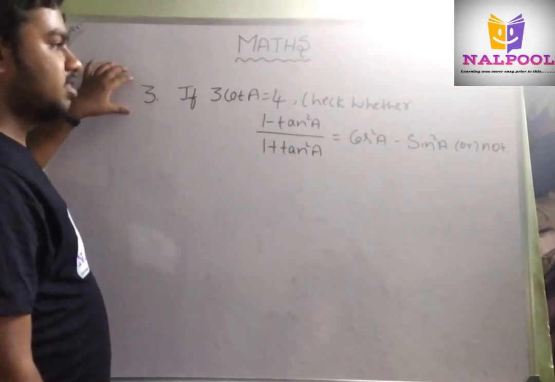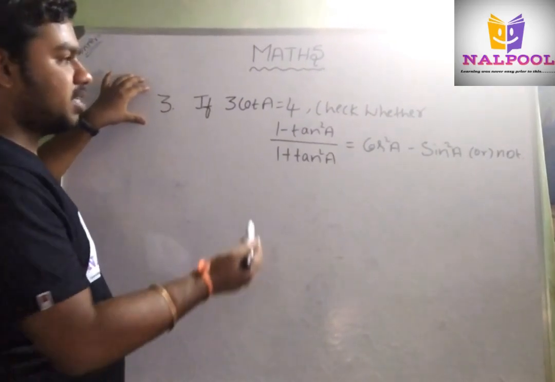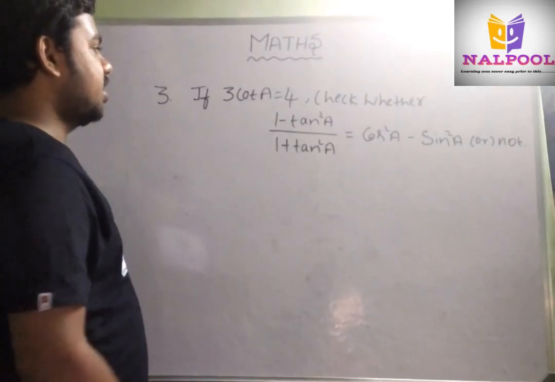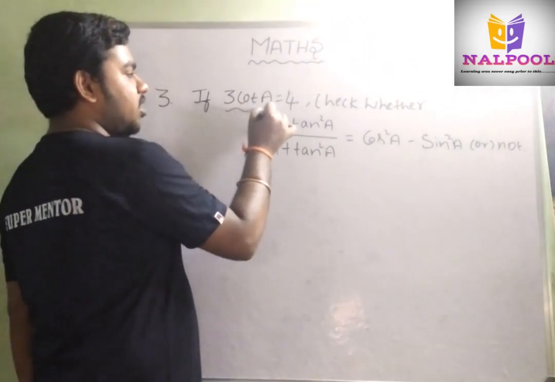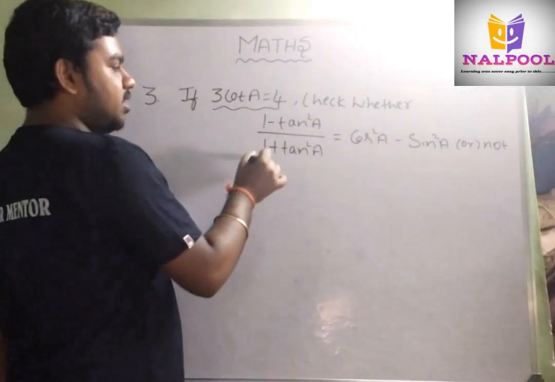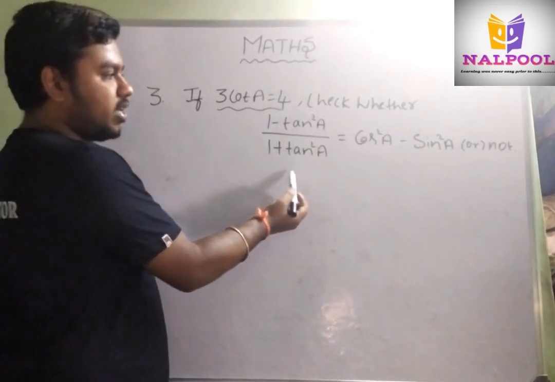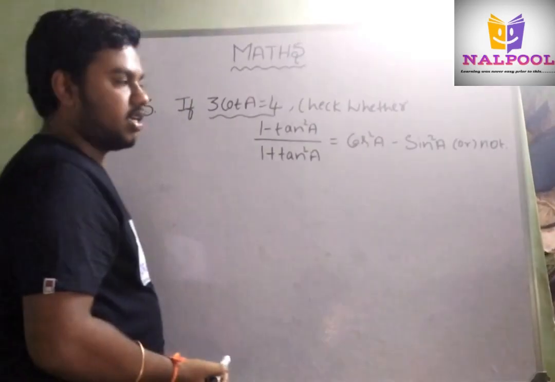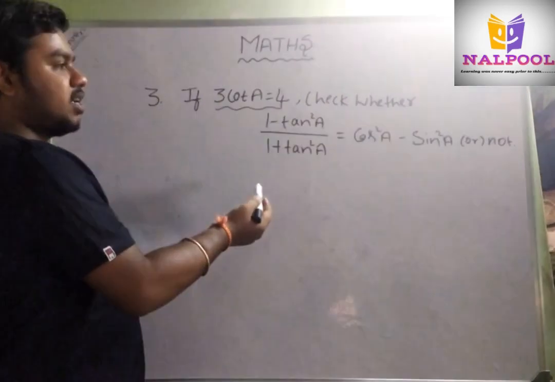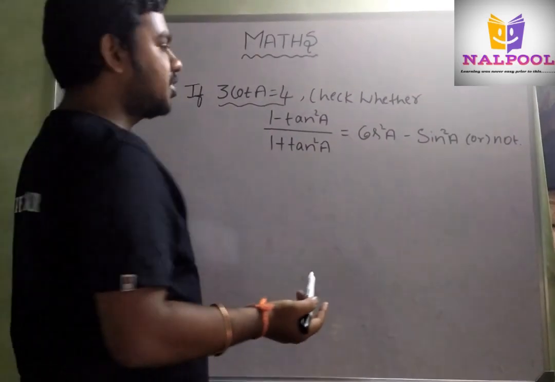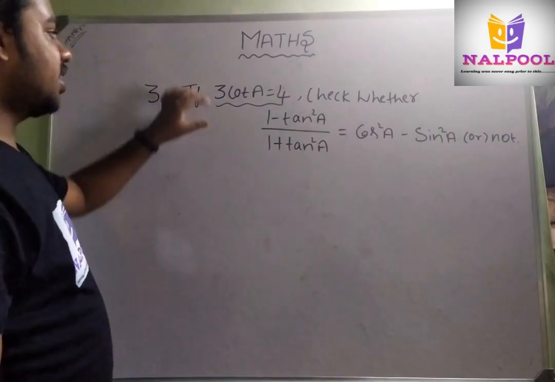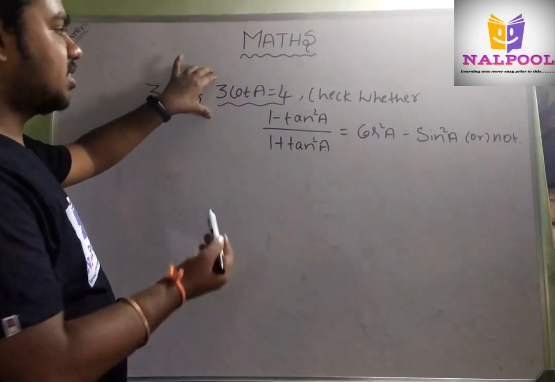Friends, here is another problem. I picked it from the NCERT textbook. It is also based on trigonometric ratios. Here they have given 3 cot A is equal to 4. Check whether (1 minus tan square A) by (1 plus tan square A) is equal to cos square A minus sin square A or not. Simply we have to check whether LHS is equal to RHS or not. Here they are simply testing your common sense.